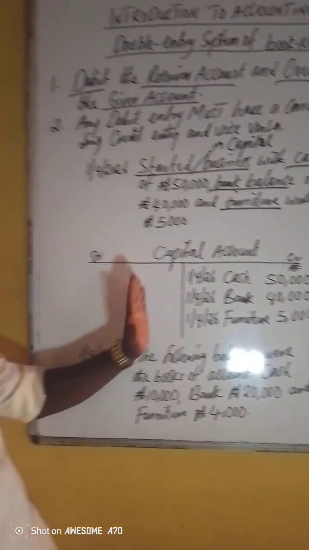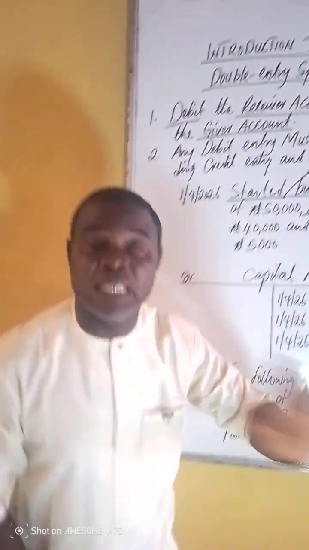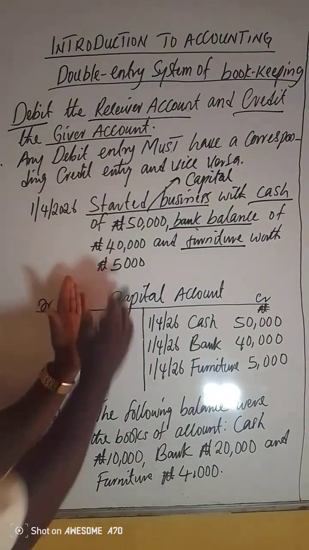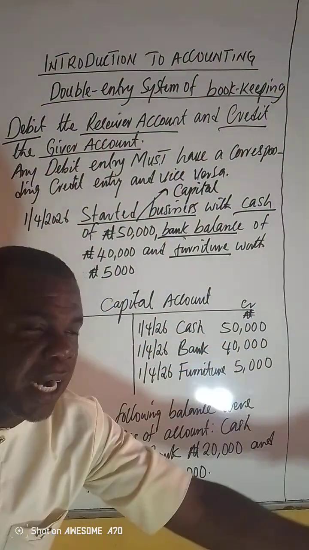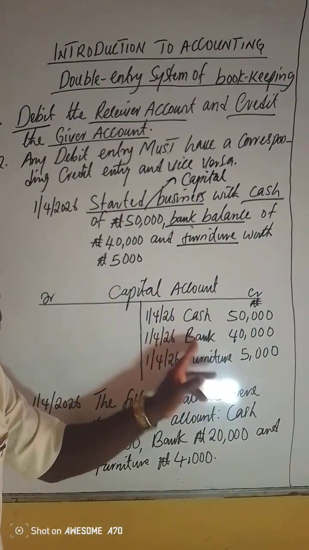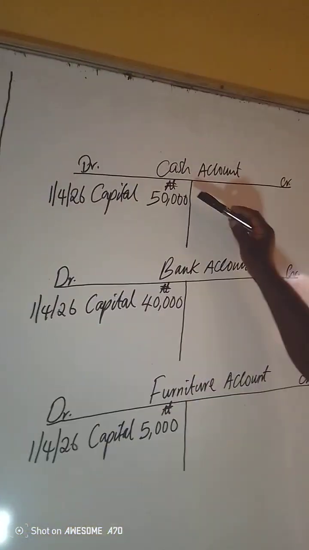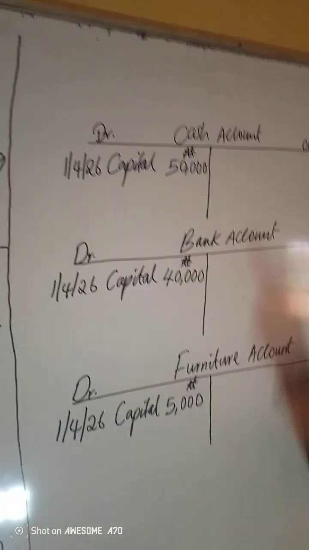Then in this case, you can see capital has been credited as a giver account, because we say debit the receiver account and credit the giver account. The giver account, capital, is being credited in the form of cash, in the form of bank, in the form of furniture. Then let's look at the receiver account. The receiver account here is a cash account. Cash account becomes the receiver account.